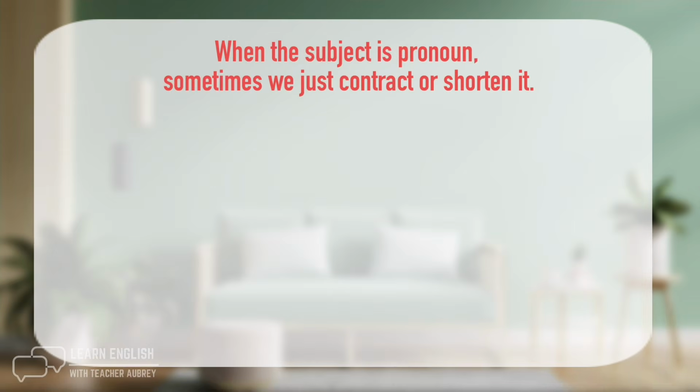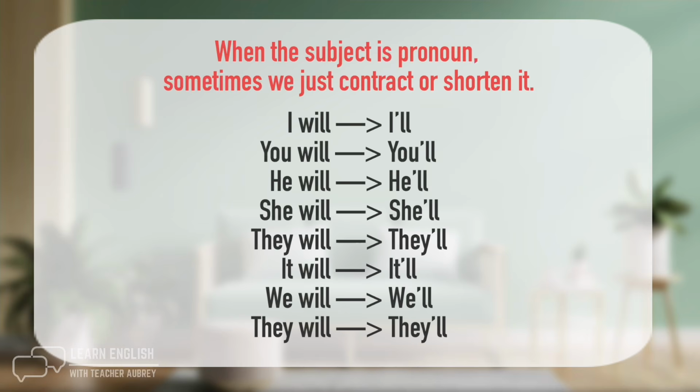When the subject is a pronoun, sometimes we just contract or shorten it. I will becomes I'll. You will becomes you'll. He will becomes he'll. She will becomes she'll. They will becomes they'll. It will becomes it'll. We will becomes we'll. And they will becomes they'll.